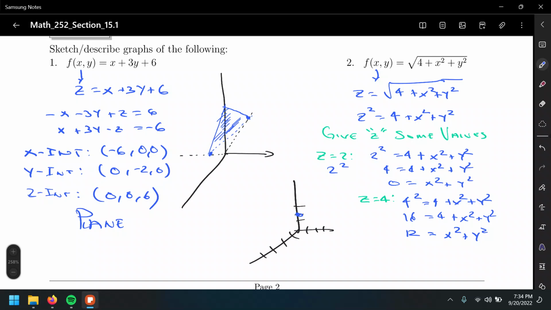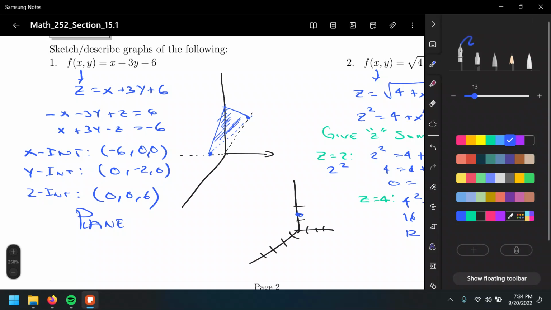What radius? Well, this number is not a perfect square, but it doesn't matter. What matters is the form of this generating curve. Then I'm going to go for a few more values of z. So that's going to be like a circle, and more circles. So this is going to be a circular paraboloid, which again, these are hard to draw.